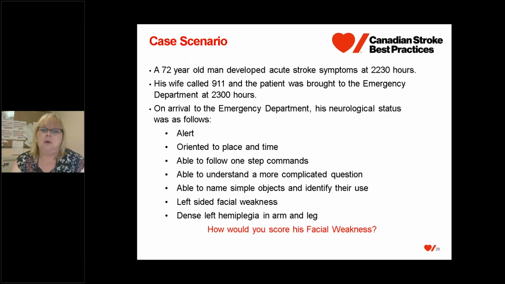So if we go back to our case scenario, how would we score his facial weakness? He would be indicated facial weakness present, receive a score of 0, and we would indicate L because the weakness is on the left.